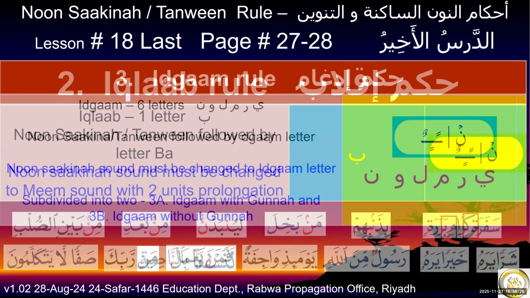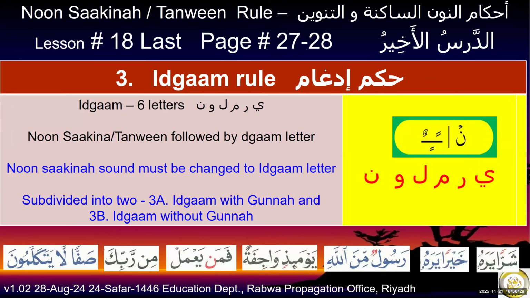Clear. Okay. Now we are going for the third rule, that is idgham. Idgham has 6 letters: Yarmalun. This Yarmalun, the scholars make this sequence. Don't go for the meaning of this word; it is only to memorize the 6 letters of idgham. Ya, Ra, Mim, Lam, Waw, Nun. So they joined these together to form a word that is easy to remember.